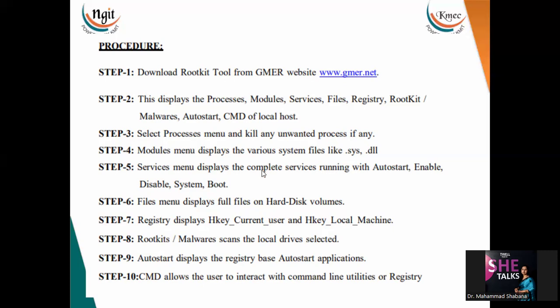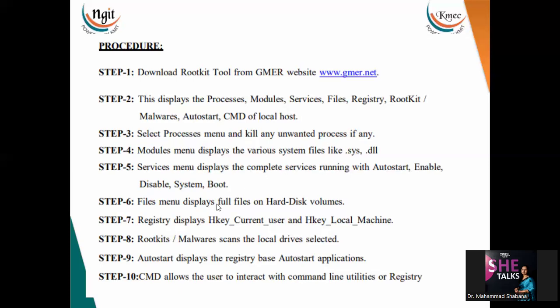The services menu allows the user to see all system services and their states, for example, whether they start automatically, are enabled or disabled, or run at boot. Rootkits often disguise themselves as legitimate services, so this step is crucial for identifying and disabling them.